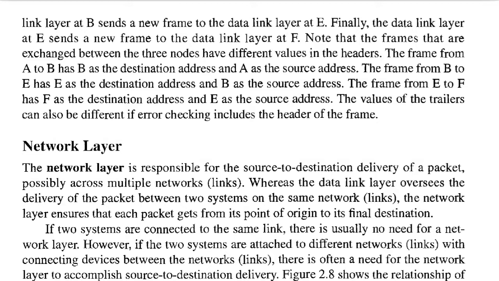Note that the frames that are exchanged between the three nodes have different values in the headers. The frame from A to B has B as the destination address and A as the source address. The frame from B to E has E as the destination address and B as the source address. The frame from E to F has F as the destination address and E as the source address. The value of the trailers can also be different if error checking includes the header of the frame.